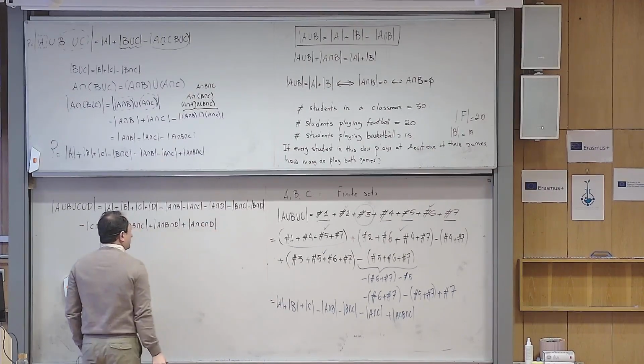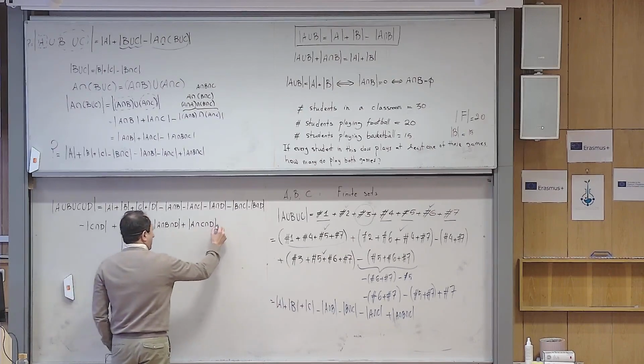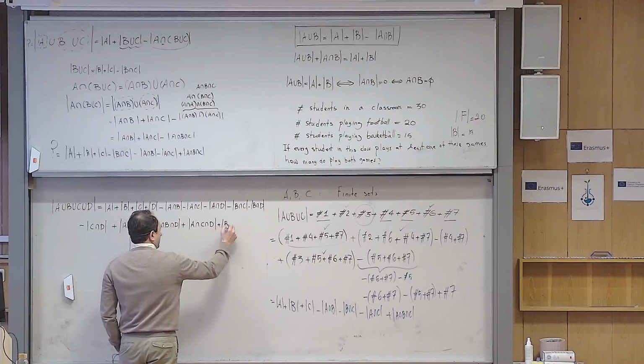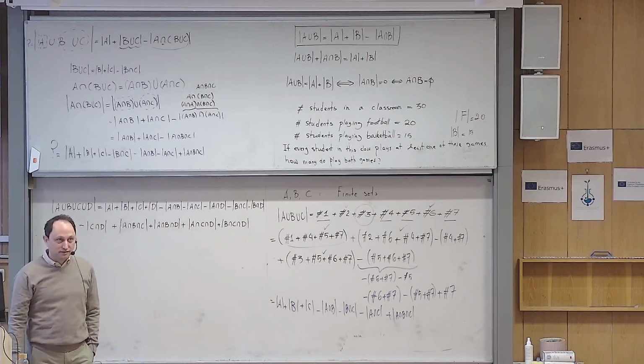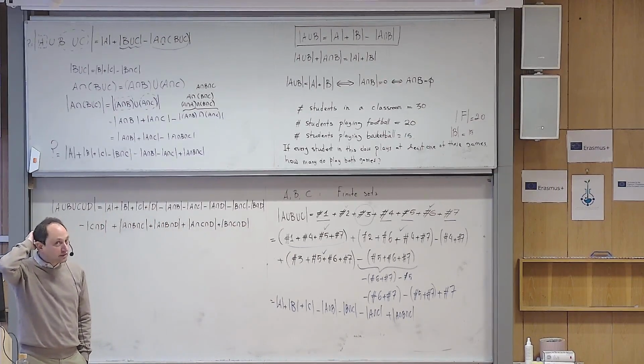Is there any other triplet? Yes. A B intersection C and D. And the triplets are finished here. Yes, there are no more triplets.